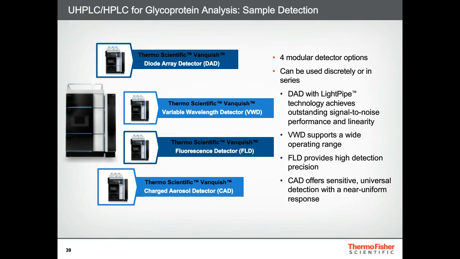In addition to providing separation, Vanquish also has 4 detector options which are currently available. We have the diode array detector with light pipe technology for ultimate sensitivity, providing 6x signal height and 14x signal to noise ratio. We also have the variable wavelength detector, perfect for routine analysis, and the fluorescence detector for labeled glycans, or even intact monoclonal antibodies which have natural fluorescence. And we also have the universal charged aerosol detector, which is proving valuable in the analysis of non-labeled glycans. As a result of 4 different detector options, the Vanquish provides sensitivity, linearity, and the flexibility to switch between detectors.